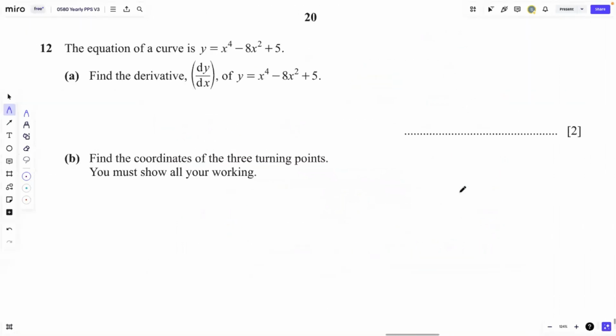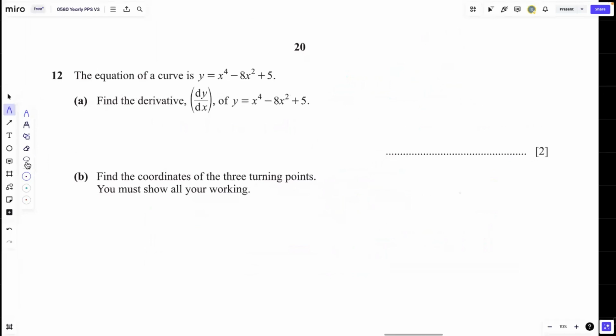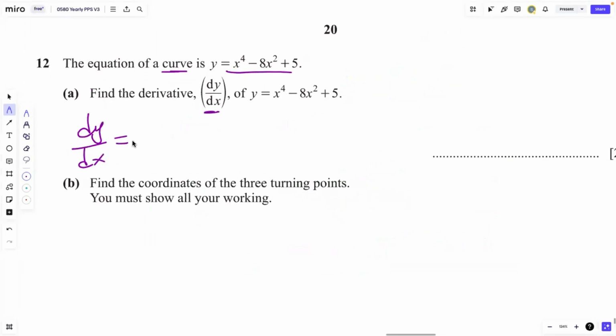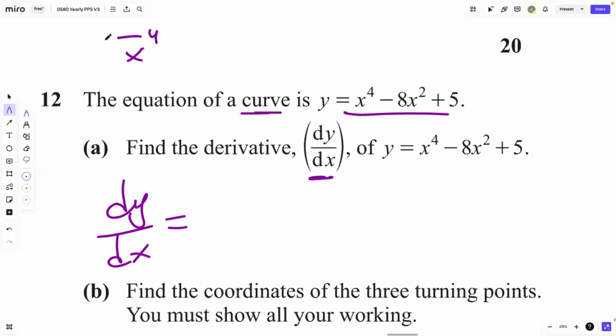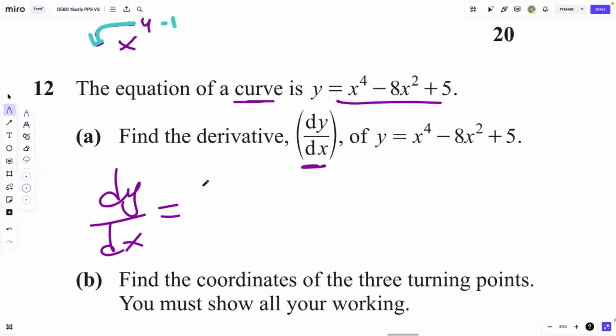Last up for paper 4 is question number 12. We are given an equation of a curve and we're supposed to find the derivative, which is dy over dx of this curve. So how do you differentiate or find the derivative? It's very easy. You take each term one at a time. So we have x to the power 4. How it works is that the power goes here and the power reduces by 1. So that's just x to the power 3.